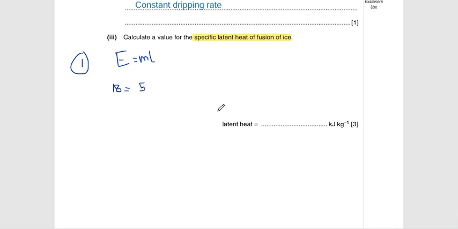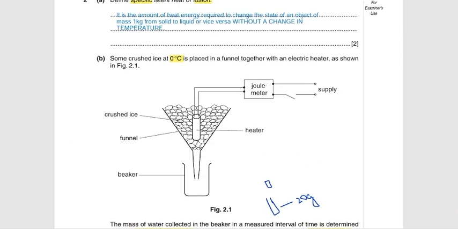56.4 grams, but I want it in kilograms, so 56.4 into 10 raised to the power minus 3 into L. You just divide 18 by 56.4 into 10 raised to the power minus 3, and you should be getting 320 kilojoules per kilogram. And this is it for question number 2.